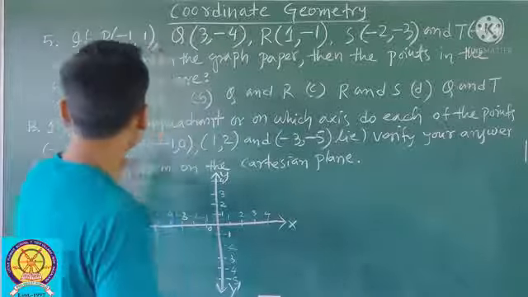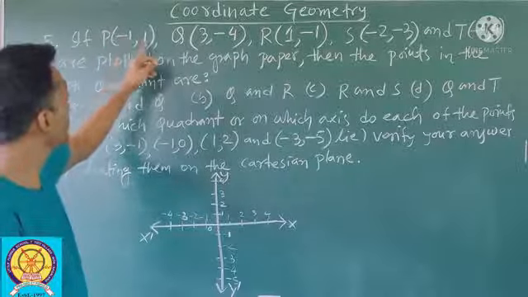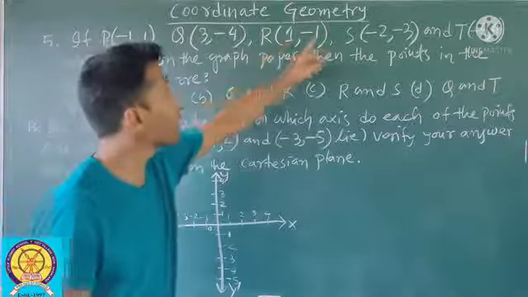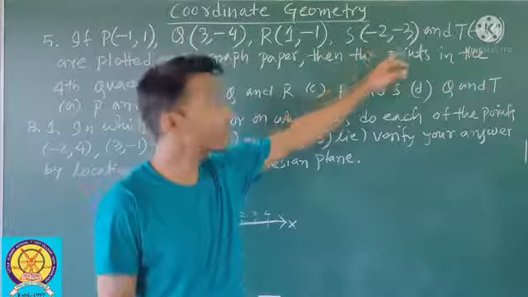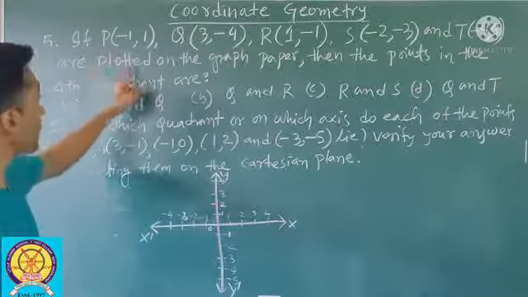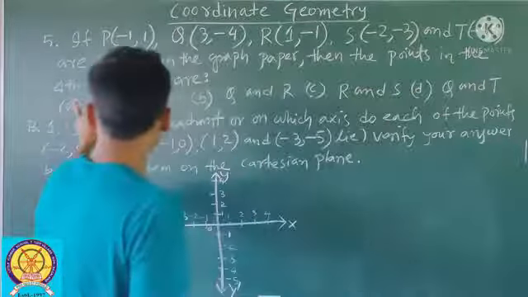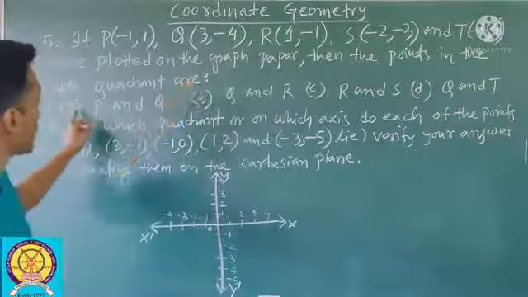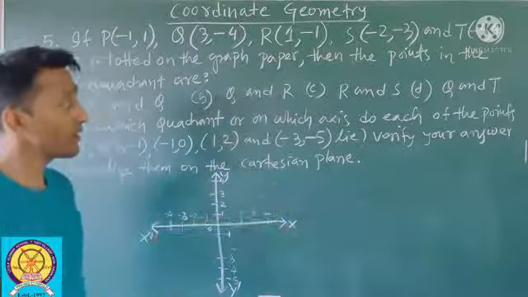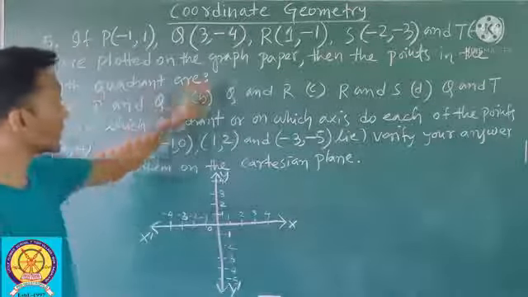Let's see number 5. If P (-1, 1), Q coordinates (3, -4), R coordinates given (1, -1), S given (-2, -3), and T (-4, 4) are plotted on the graph paper, then the points in the fourth quadrant are option given P and Q, Q and R, R and S, and last option given Q and T. Which of the following is correct?